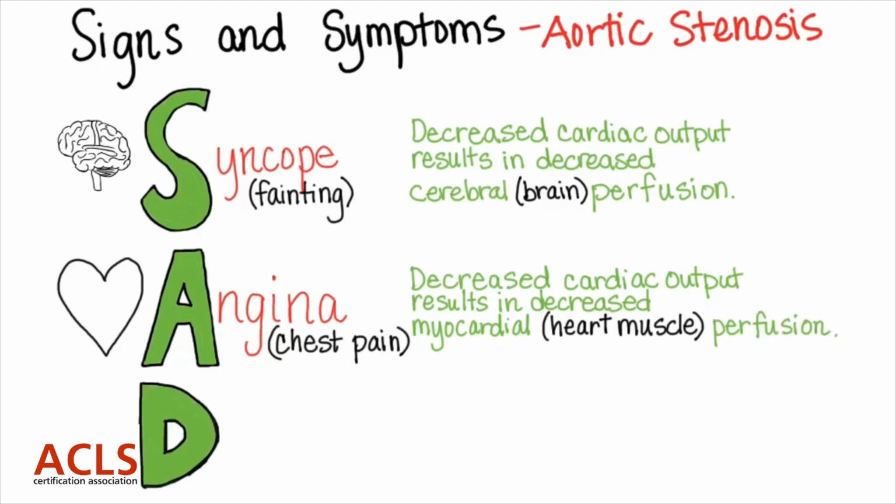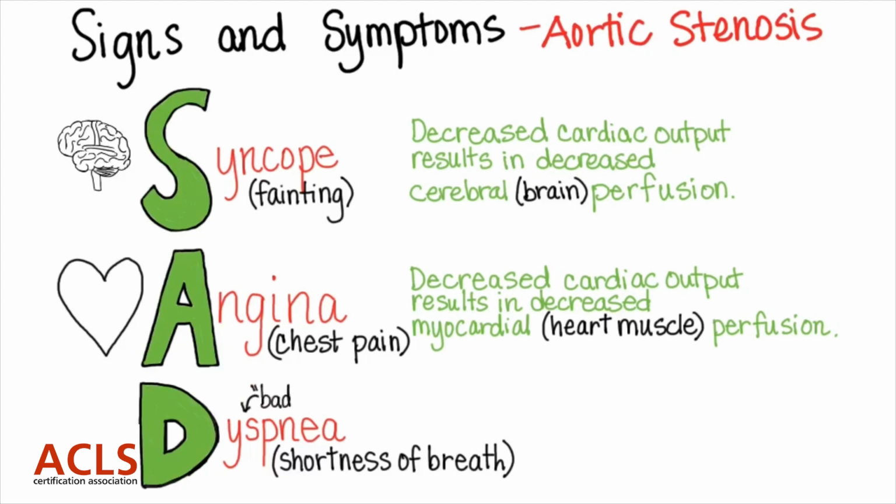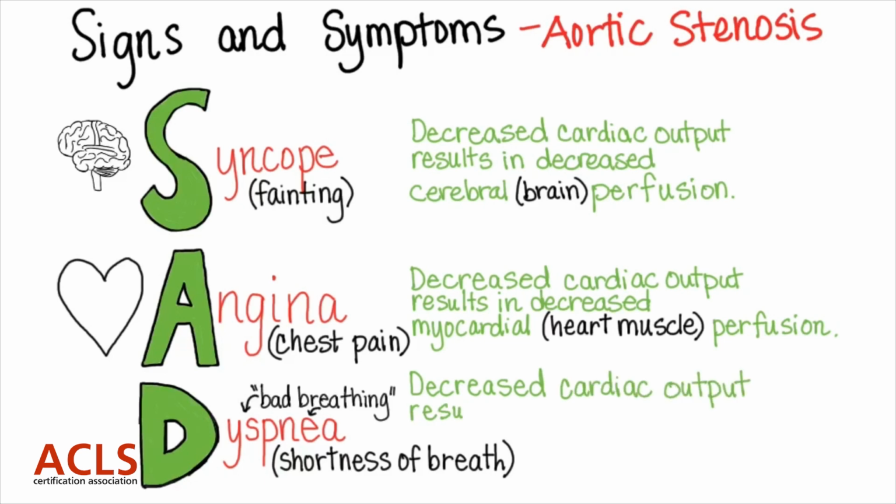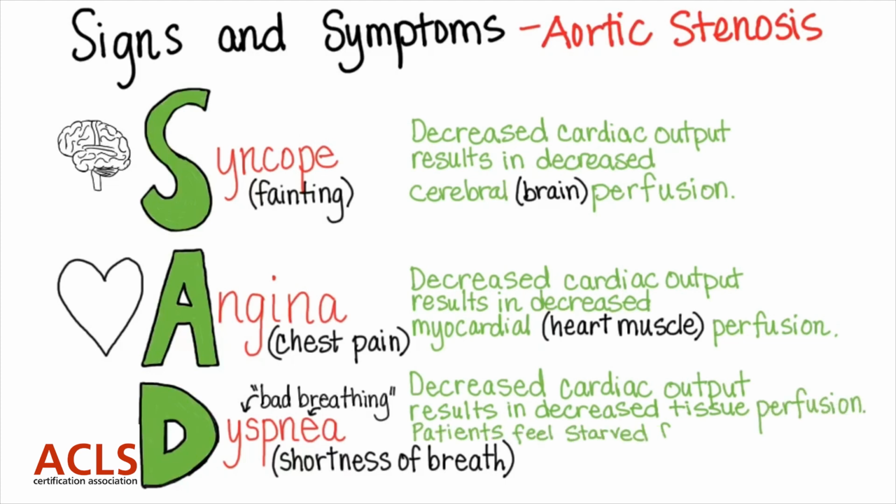And D for dyspnea or shortness of breath. Dyspnea literally means bad breathing. This is due to a decreased cardiac output that results in decreased tissue perfusion. The patients will feel starved for oxygen. Note that these symptoms will not appear until the hypertrophy of the heart can no longer compensate for the narrowed valve and diminished cardiac output occurs.